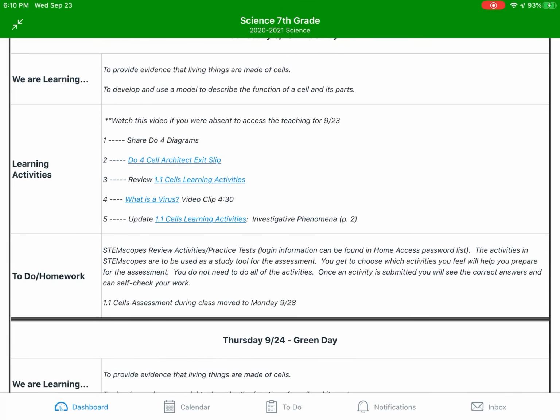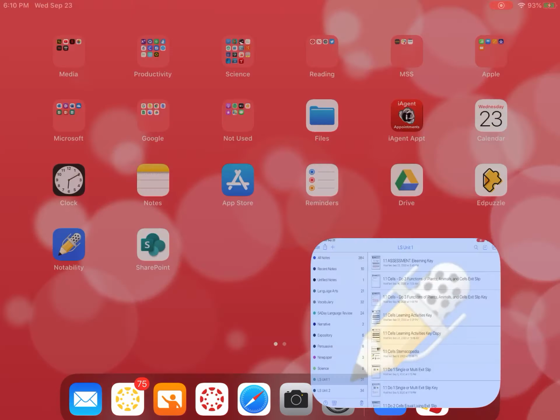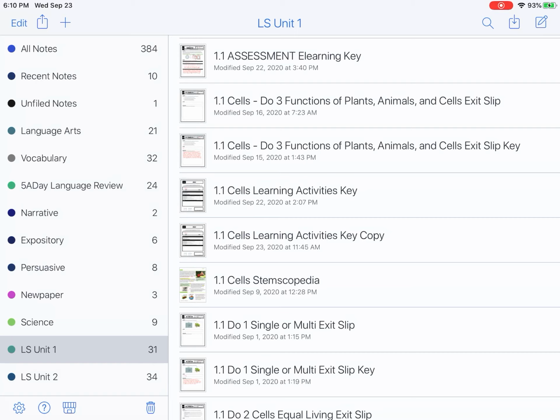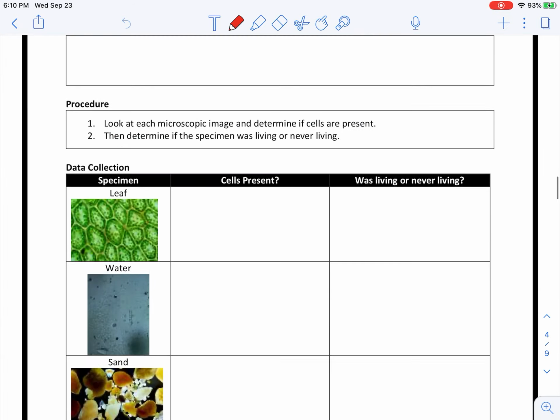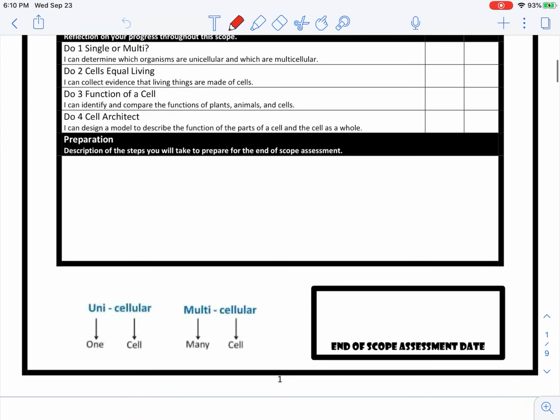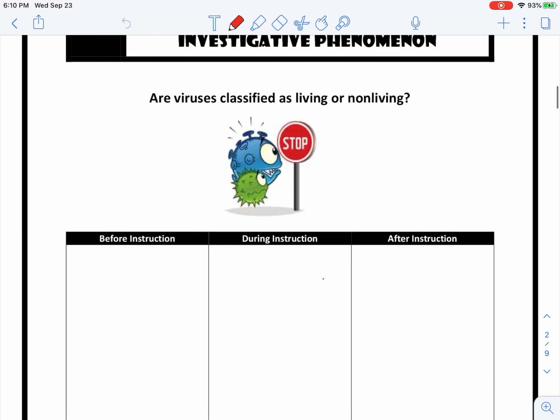And lastly, for the to-do, you would update your investigative phenomena after instruction column. So we did that together with what we learned in the video. So you would look at and fill in this third column. So we've already done the before instruction, the during, and then this is the after. And so now you know the answer from what we've learned in class.